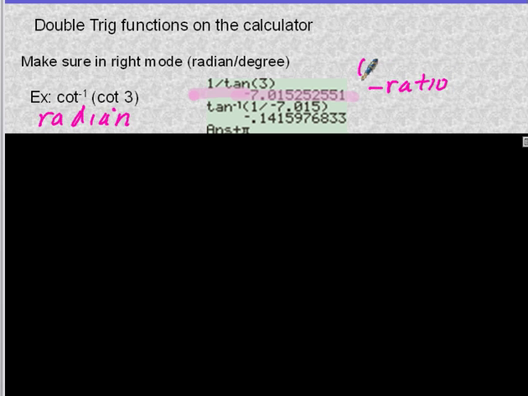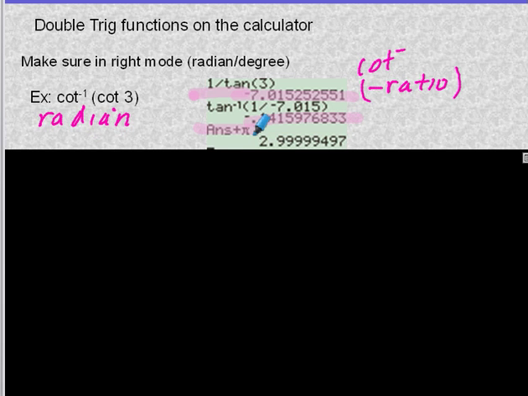So we're going to do inverse tangent of 1 over the negative ratio, and then we still have to add pi to this. So this is the type of problem where you're going to need to add pi or 180 depending on the mode, and you don't know ahead of time until you get the answer to the first question whether you're going to need to add your pi or not. So just be careful. Here is one for you to try. Bring any questions to class.